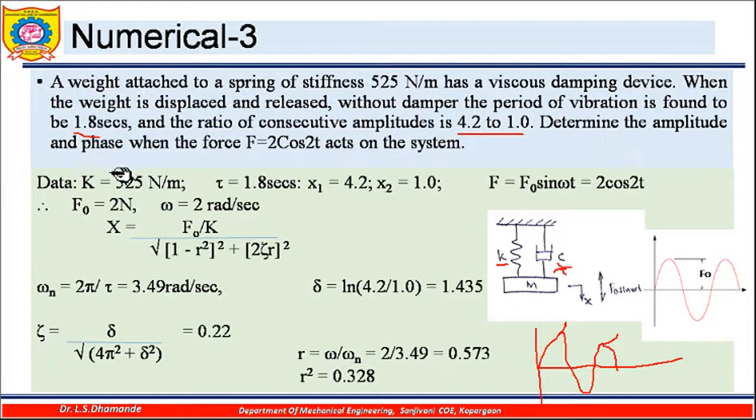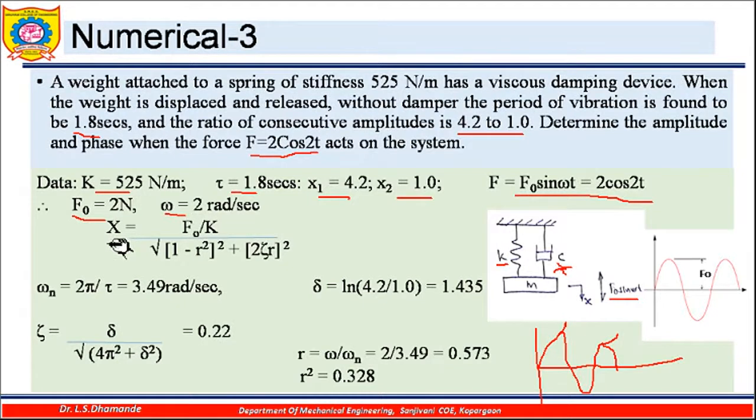Determine the amplitude and phase when the force F equal to 2 cos 2t acts on the system. So the excitation force, that is F0 sin omega t, is specified here. The value of F0 is 2 and the value of omega is also 2. So let us write this total data: K equal to this, tau equal to 1.8 seconds, x1 is 4.2, x2 is 1.0, F0 is 2 Newton and omega is also 2 radian per second.